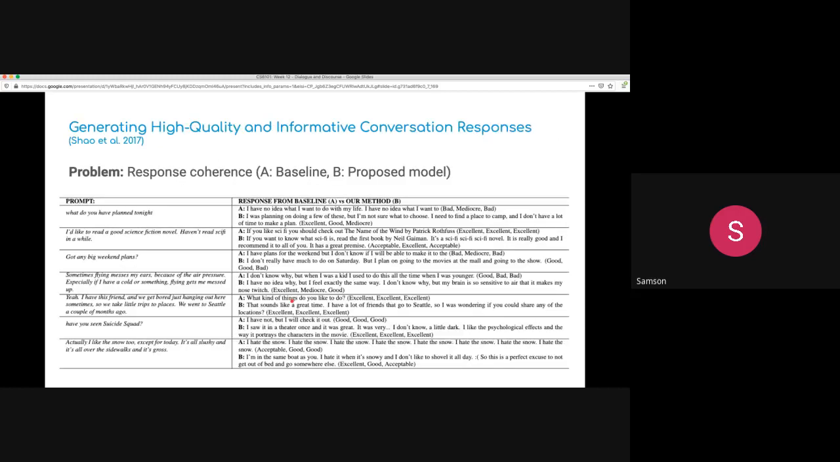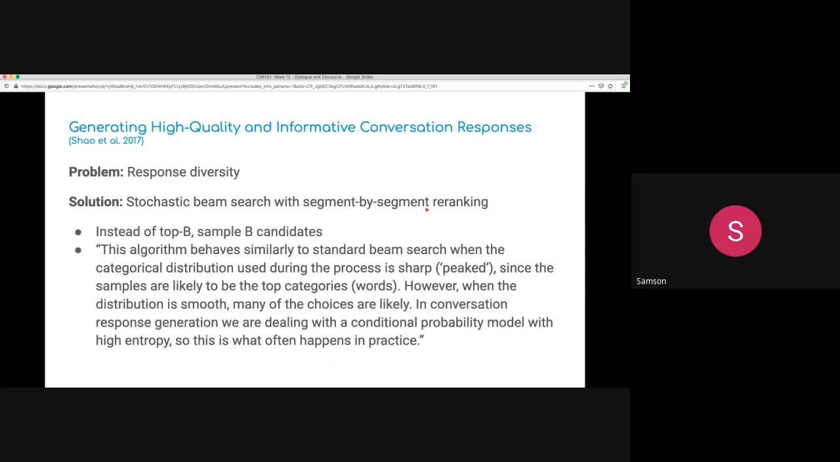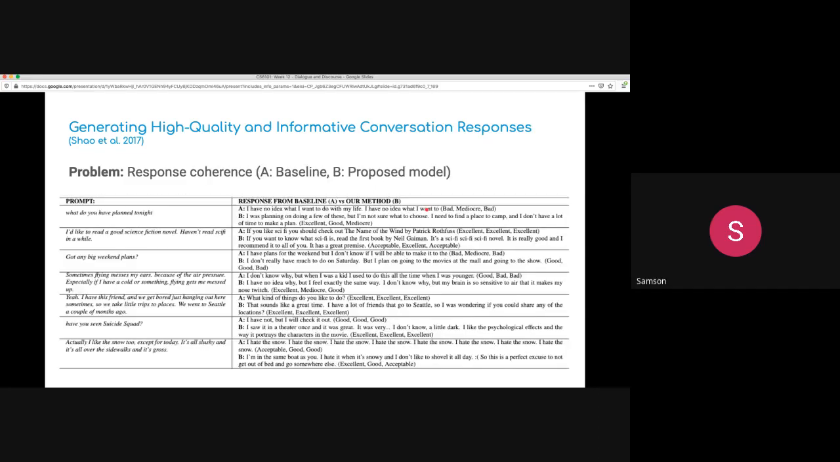Okay. Yeah, so the last paper will be on response coherence and also diversity. I'll show you some of the qualitative results first. It seems like they don't really have any quantitative results for this paper.